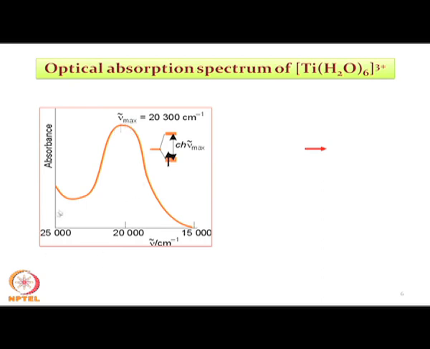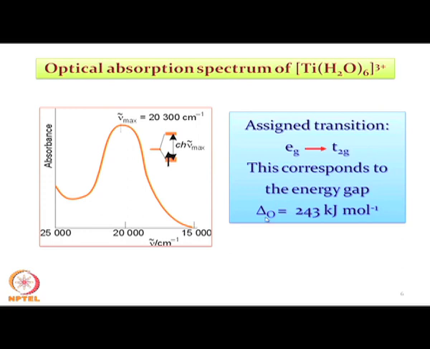and this is the corresponding lambda max value. So, we get a very beautiful band at 430 nanometer. The lambda max value is around 430 nanometer. So, we can calculate not only the value in centimeter inverse, but also the energy gap for delta octahedral in kilojoule per mole, and we can assign that only one single electron, because it is titanium 3 plus, which is a 3d1 system, and a 3d1 system can go for the transition from Eg to the T2g level, and it therefore corresponds to an energy gap between these two levels.